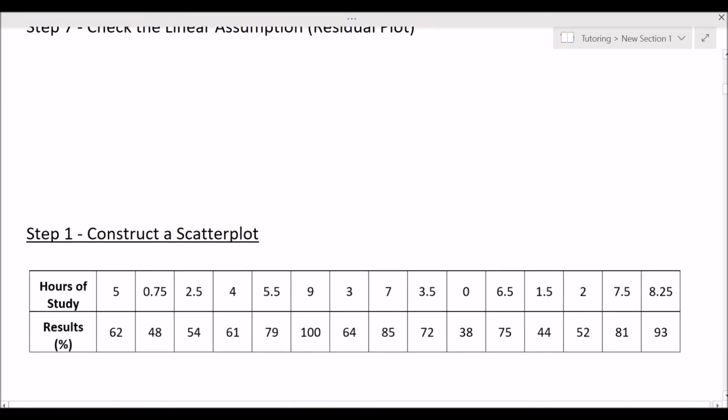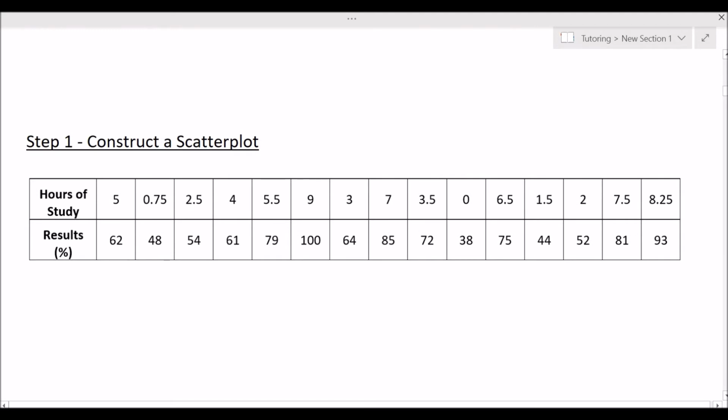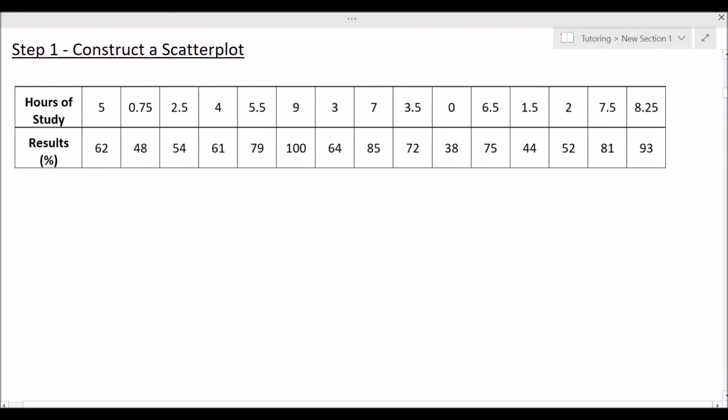Okay, so our first step is to construct a scatter plot. What better way to do that than with an example? So here I have some data that I have collected about the hours of study that students did in the week before their general maths exam, and then their percentage result on the test. So you can see this first student here studied for 5 hours in the week before the test, and they got a result of 62%. Okay, so that's our example that we're going to be using throughout this whole process.